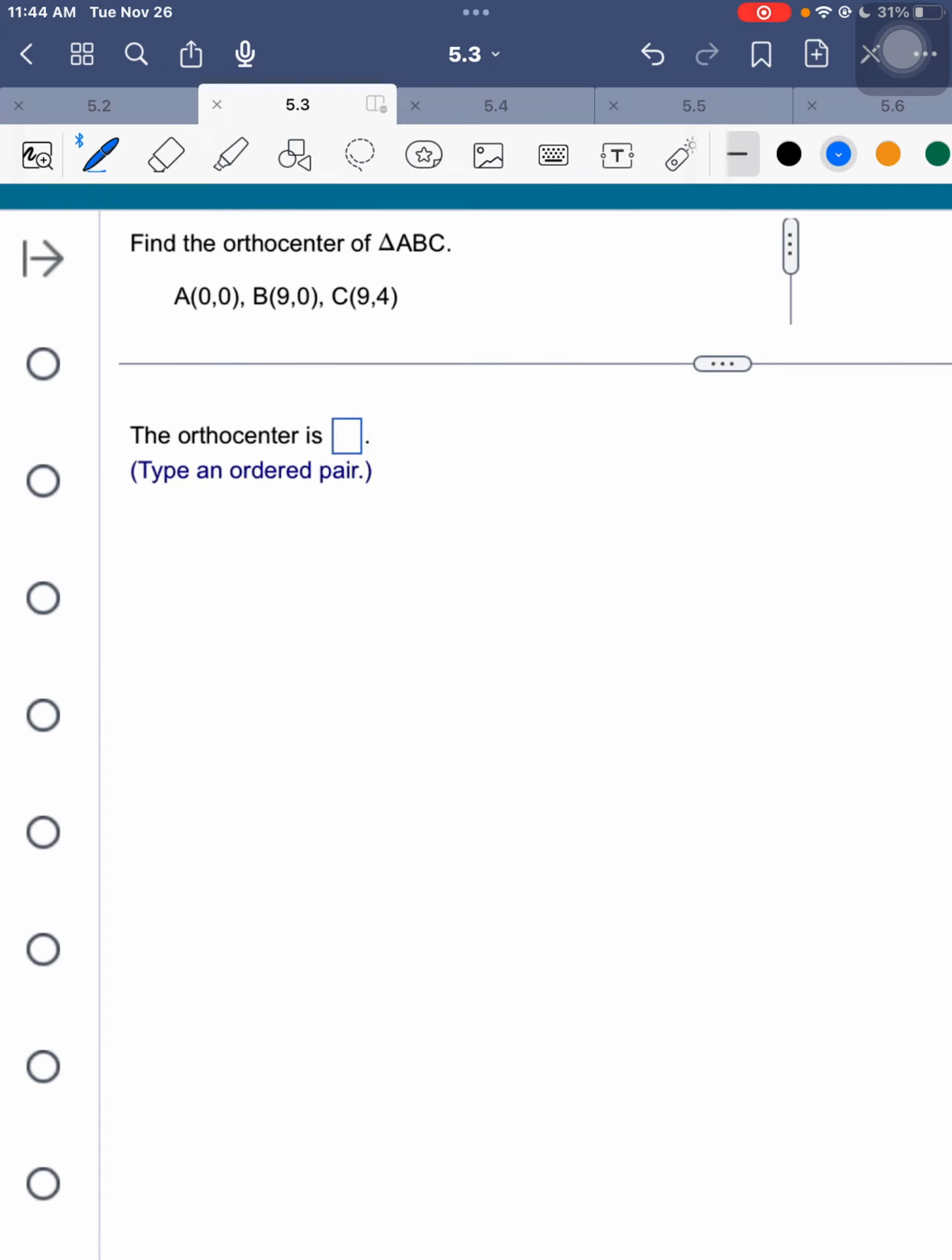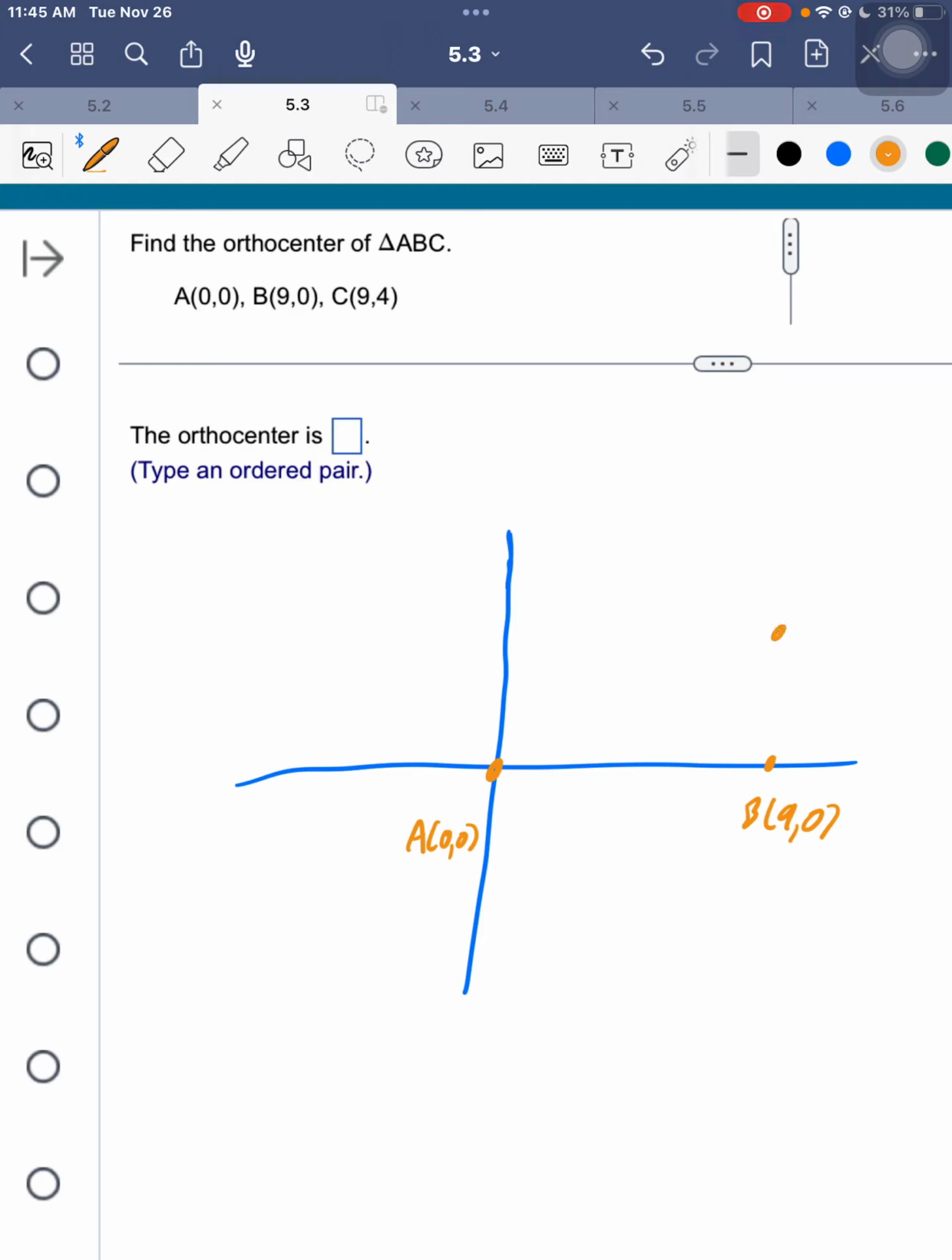Now, orthocenter. Let's do this one. I'm going to draw my triangle because it's telling me to draw. It's telling me my orthocenter, so I want to draw it. So A is 0, 0. B is 9, 0, and C is 9, 4. Okay. What type of triangle do I have here? This is a right triangle. Why? Because I have a horizontal line, y equals 0, and I have a vertical line, x equals 9. So I know that that's a right triangle, right?